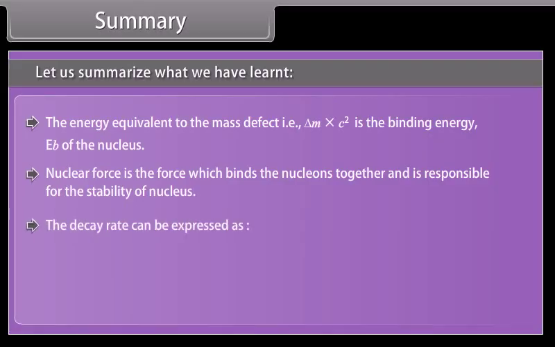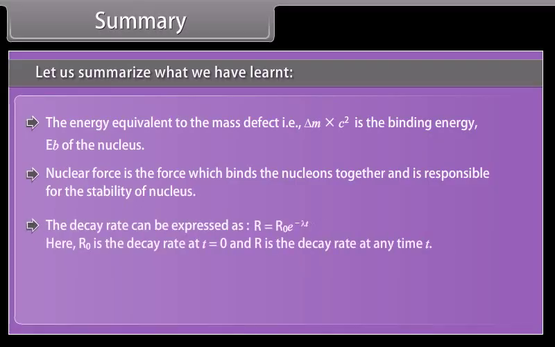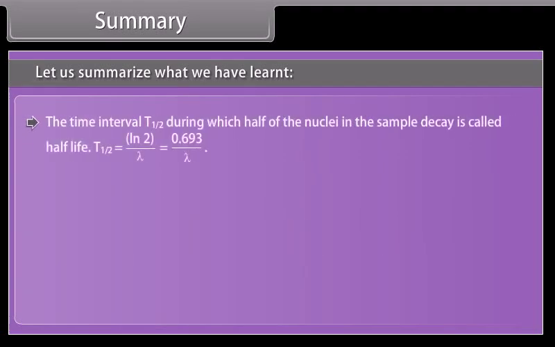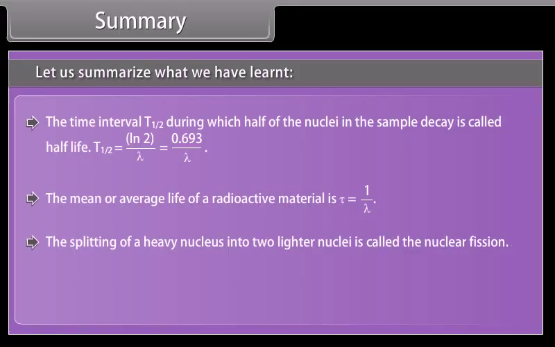The decay rate can be expressed as shown, where R0 is the decay rate at t equal to 0, and R is the decay rate at any time t. The rate of disintegration is called activity. It can be expressed as shown. The SI unit for activity is becquerel. The time interval t½ during which half of the nuclei in the sample decay is called half-life. The mean or average life of a radioactive material is defined as shown.